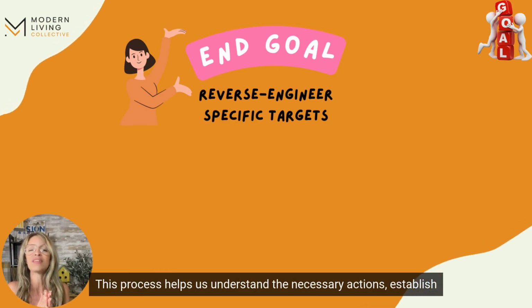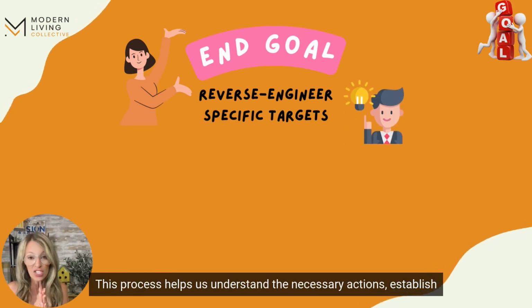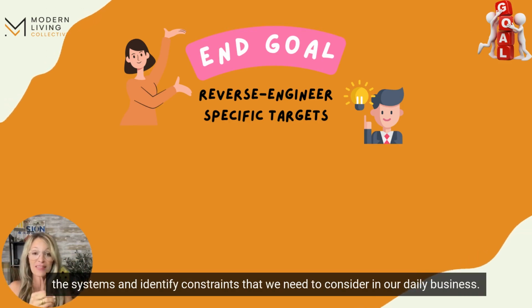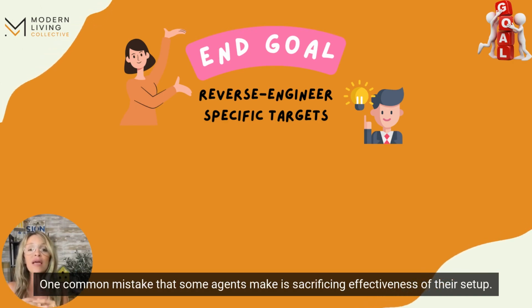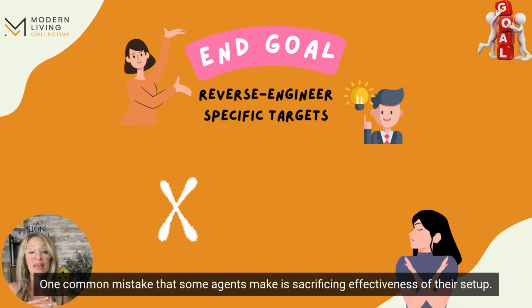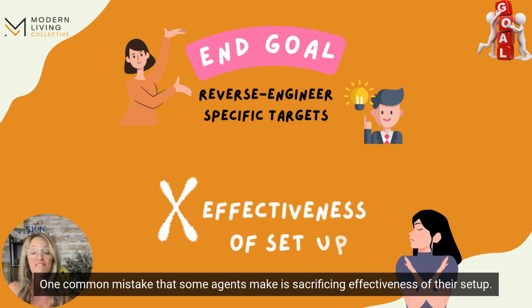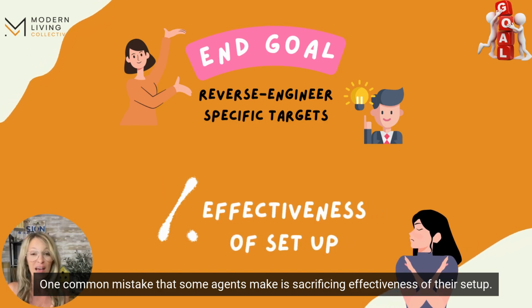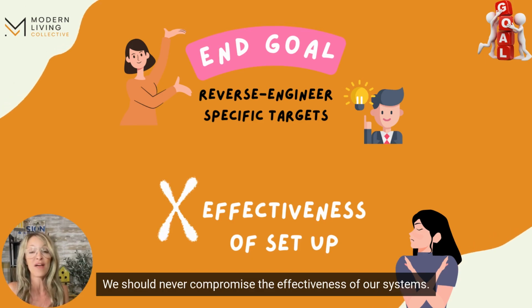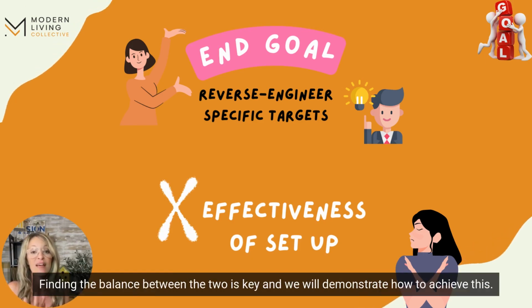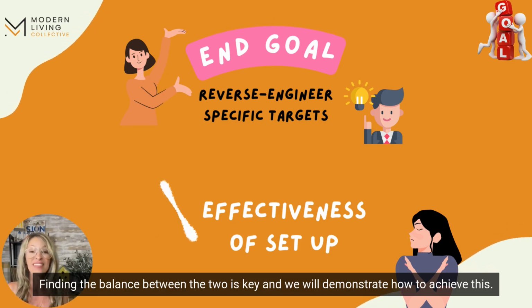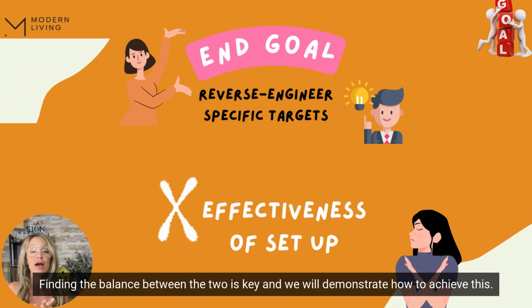This process helps us understand the necessary actions, establish the systems, and identify constraints that we need to consider in our daily businesses. One common mistake that some agents make is sacrificing effectiveness of their setup. We should never compromise the effectiveness of our systems while minimizing unnecessary risks. Finding the balance between the two is key, and we will demonstrate how to achieve this.